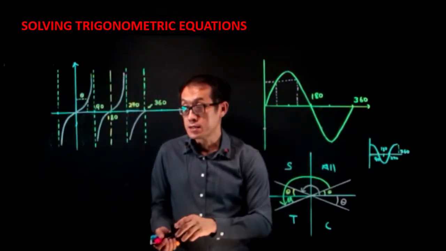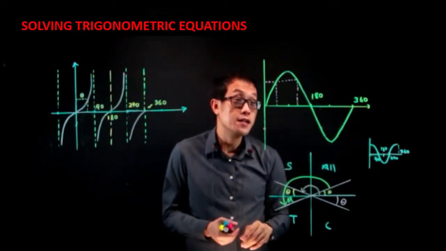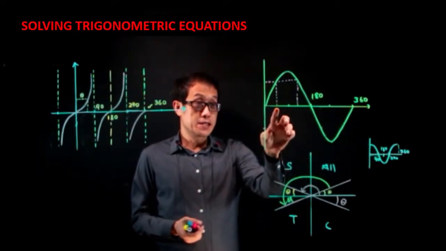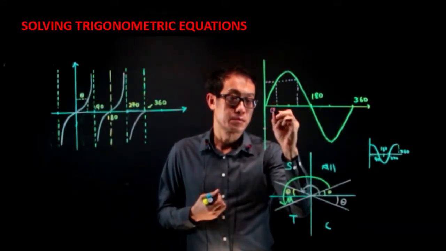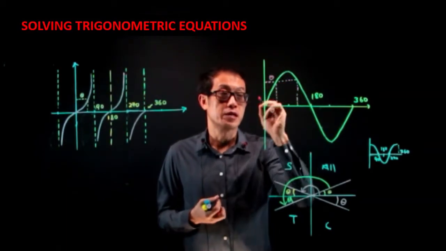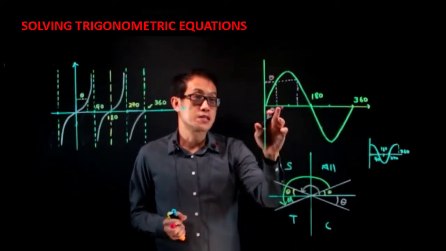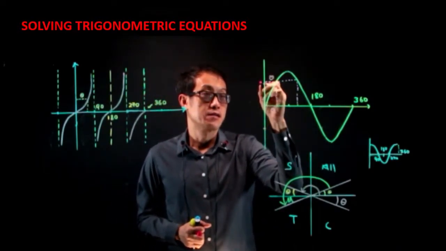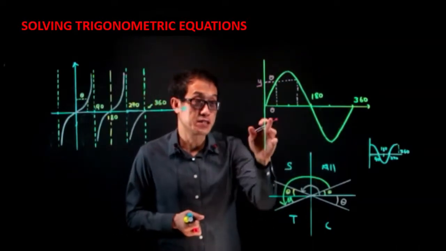Let's take this. Maybe I start off with sine. It's easier to show you. Let's say this is the basic angle, theta. Theta is from here to here. So sine theta, what do you get? You get y. Sine theta gives you y.